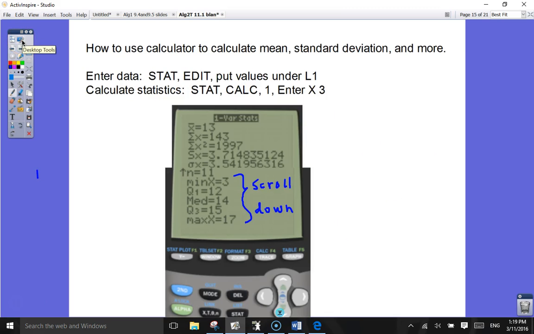First, you go stat edit, which we did before, right? And you only got one list of numbers. They might be in there already because whoever had your calculator last might have been doing the homework problems with it, so maybe it's different. So you might want to clear your list. But go into stat edit and put your values under L1, okay? And then you do stat calc 1, and you'll have to hit enter 3 times. And you should see this. You'll have to scroll down to see what's below the n equals 11.